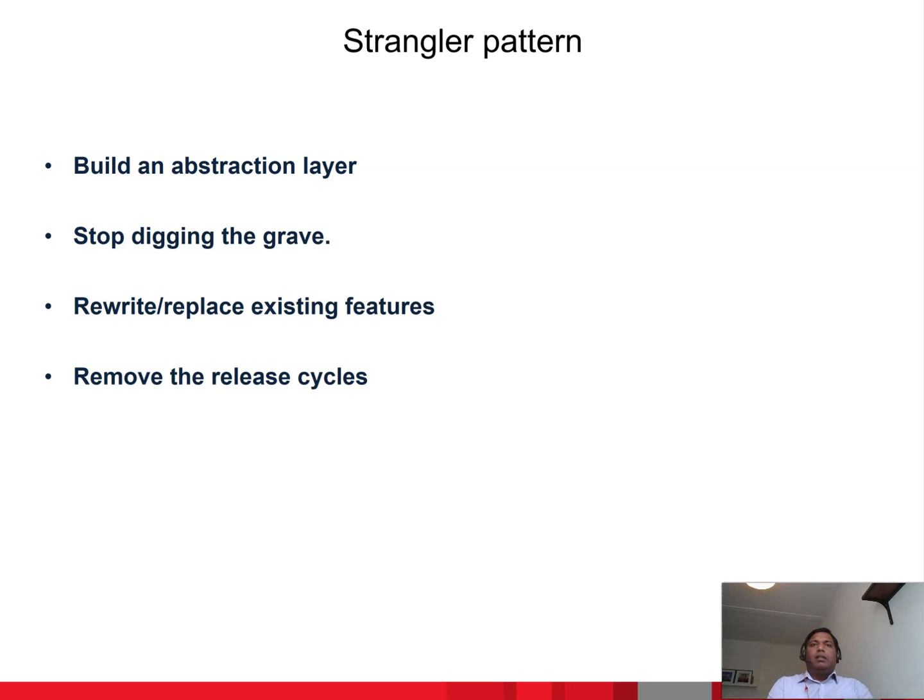Replace existing functionality. Here we can start rewriting or replacing the existing functionality into the new modern architecture. And the last one is we really need to remove the release cycle. By transforming your application into a series of loosely coupled functional modules, not only do you enable them to scale up and scale down to address varying needs, but you also enable the release of individual modules, making the traditional release process obsolete.